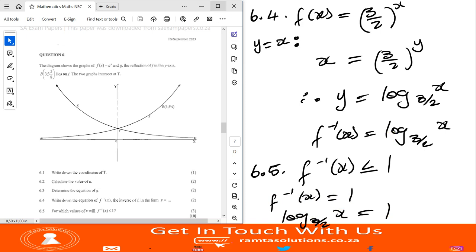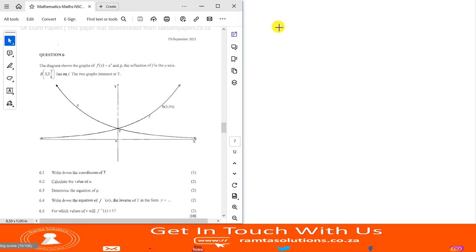Let me go to the next page. So you then mean x equals 3 over 2 to the power y. So this means x is 3 over 2. Right? So this means x equals 3 over 2. Okay? Now, you are asking yourself this.